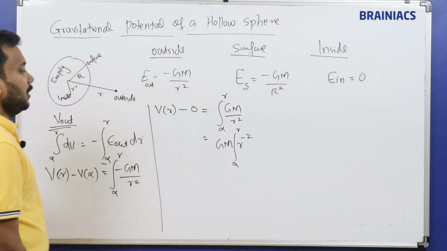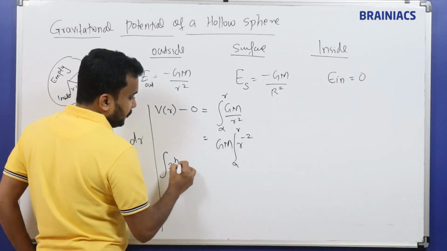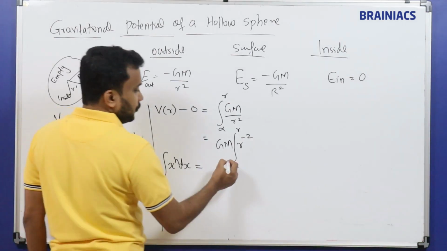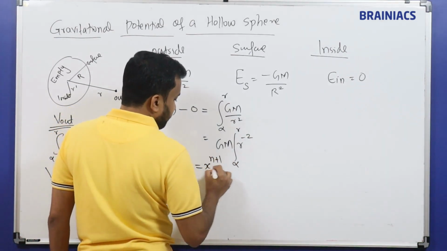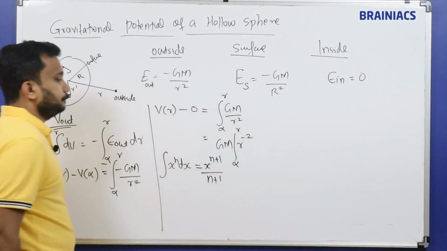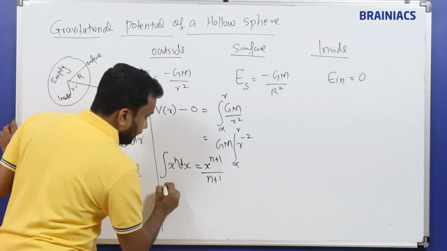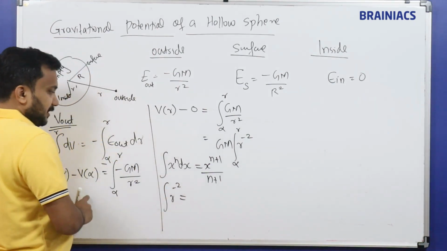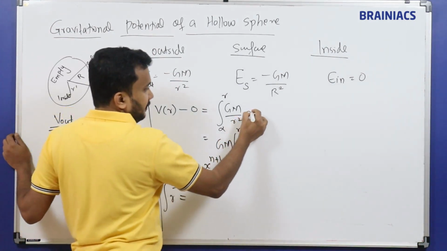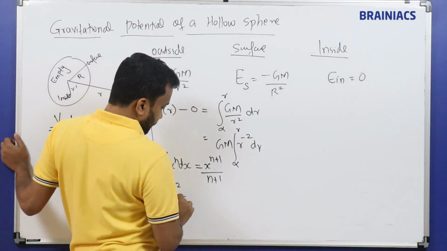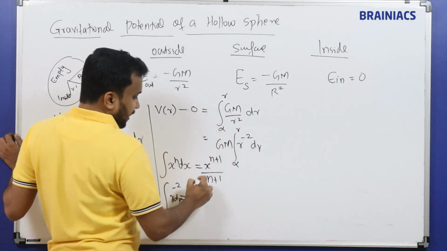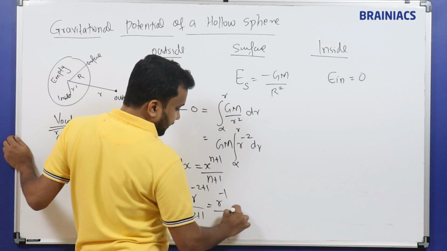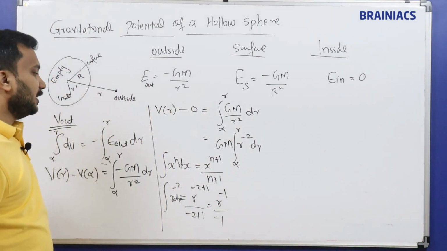So what is the general formula of integration? Let's see. Integral x raised to n into dx. In case you are not remembering, I am writing here. Integral x raised to n will be equal to x raised to n plus 1 divided by n plus 1. That is the formula. So for us it will be integral r power minus 2 into dr, which becomes r raised to minus 2 plus 1 divided by minus 2 plus 1. So r power minus 1 and minus 1. Okay, this was the integral.